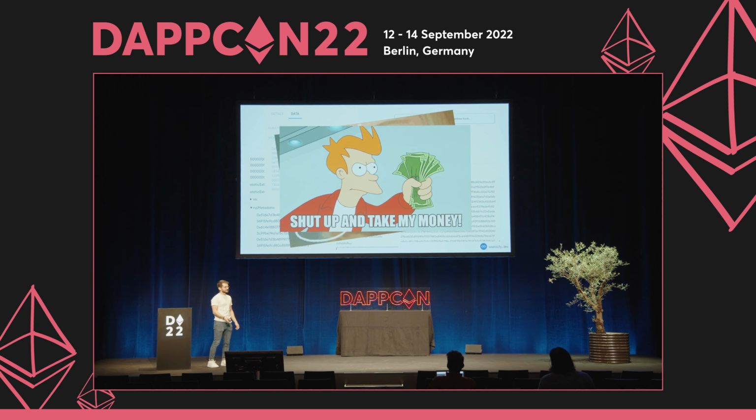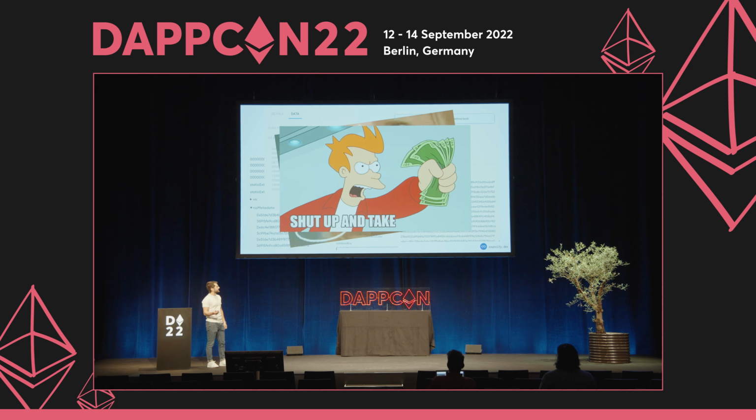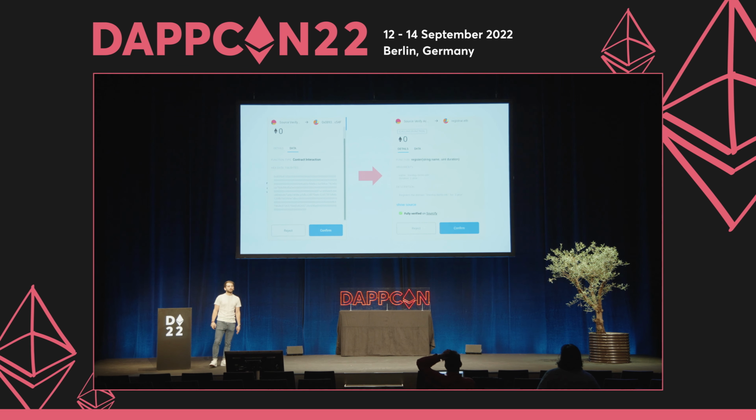I don't care what you're doing. I'll sign this, whatever you say to me. And this is what we like to call YOLO signing. So still, a typical Web3 interaction is a YOLO signing nightmare. They just give us things to sign, and we just sign them. So ideally, what we want to have is to go from something on the left that machines can read to something on the right that humans can read and understand.